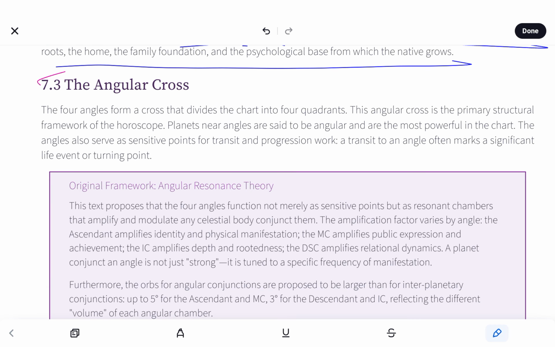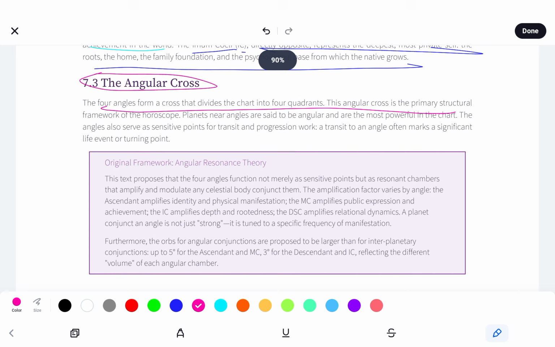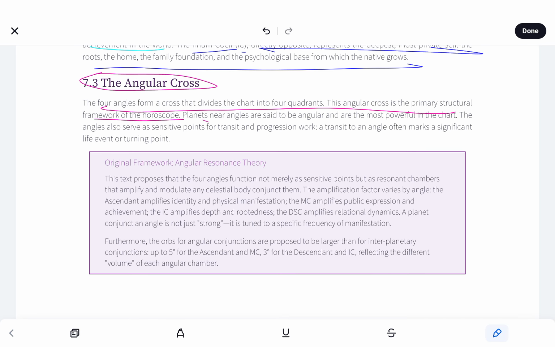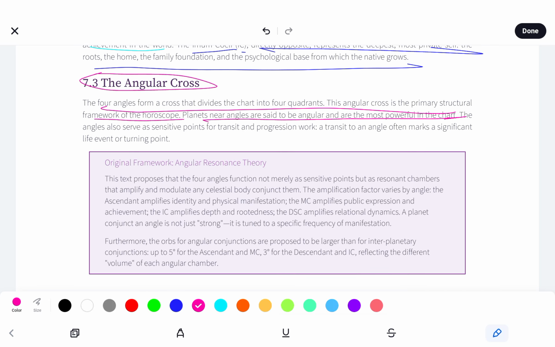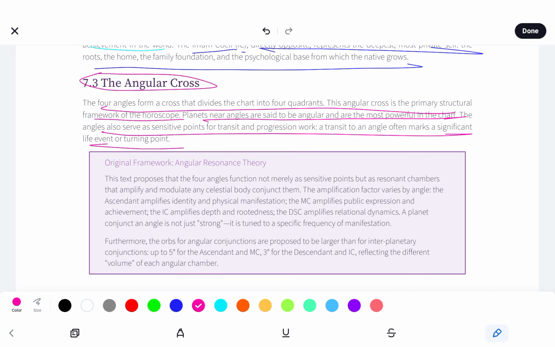So the angular cross. The 4 angles form a cross that divides the chart into 4 quadrants. This angular cross is the primary structural framework of the horoscope. Planets near angles are said to be angular and are the most powerful in the chart. The angles also serve as sensitive points for transit and progression work. A transit to an angle often marks a significant life event or a turning point.